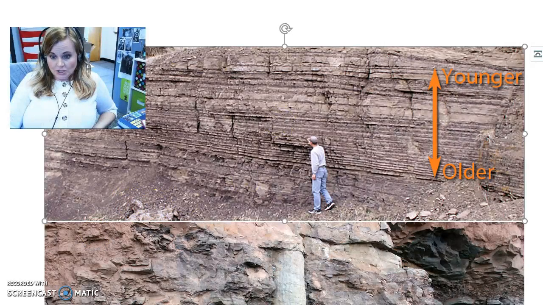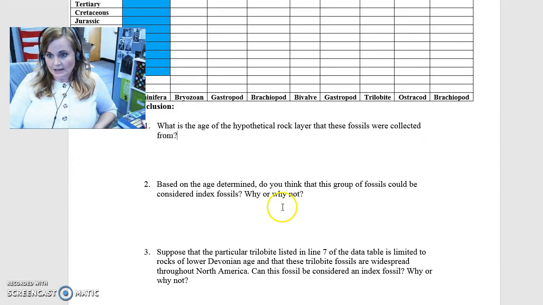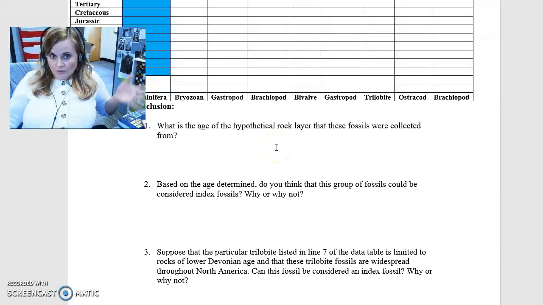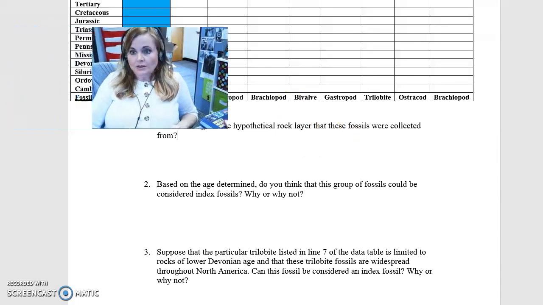That's why this question becomes important. Because one of these follow-up questions says, what is the age of the hypothetical rock layer that these fossils were collected from? So you have one rock layer you're collecting fossils from. What we want to know is, when was that rock layer deposited? So what you have to think about is that you're finding all these fossils.